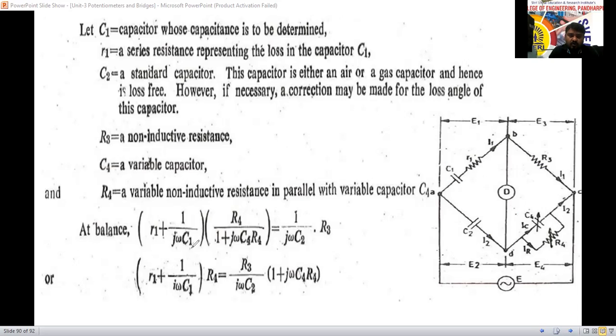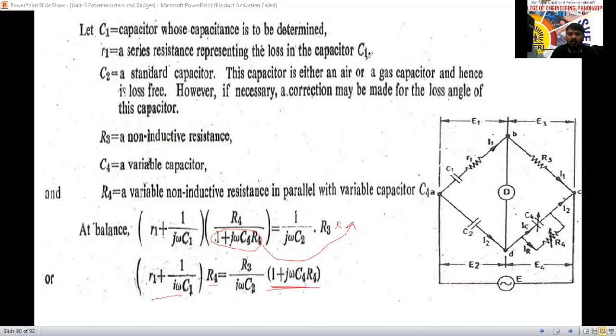Okay. Next, what I have to do here, instead of multiplying this whole term, I will send this term into the RHS side. It will multiply into the R3 term. By sending this term, the R4 I will keep as it is here. Now R1 plus 1 by j omega C1, I will keep as it is. R4 also I keep as it is. The denominator term of the LHS I will send into the RHS side, meaning it will become numerator in multiplication of the old equation. So R3 divided by j omega C2 I have written as it is, into 1 plus j omega C4 R4. We can write like this.